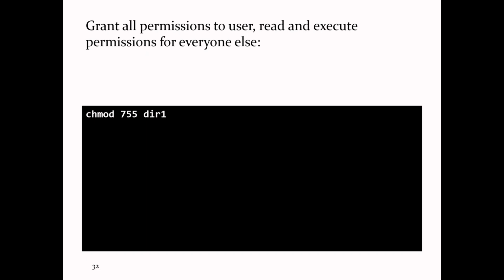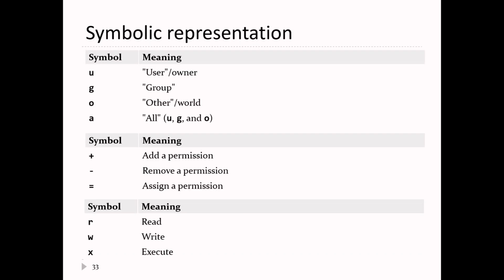I think it's safe to say that most system administrators probably use the numbers because they're doing this quite often. If you don't do it so often, then it might be slightly easier to use the symbolic notation. With the symbolic notation, you can specify whose permission you're changing using U, G, O, or A. U is user, G is group, O is other, anybody that's not group or user, and A is everybody. So A is all.